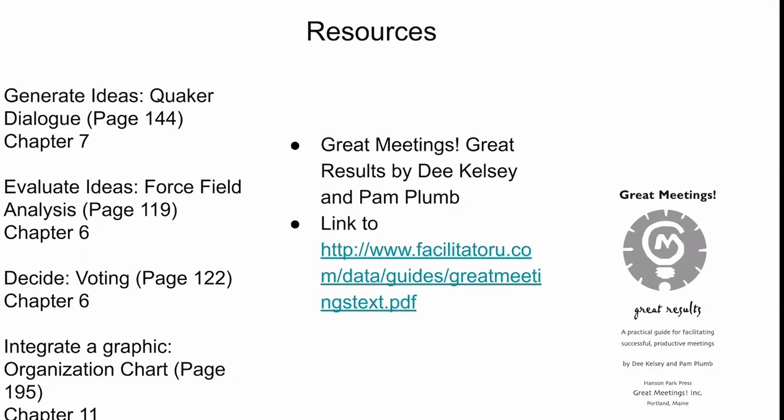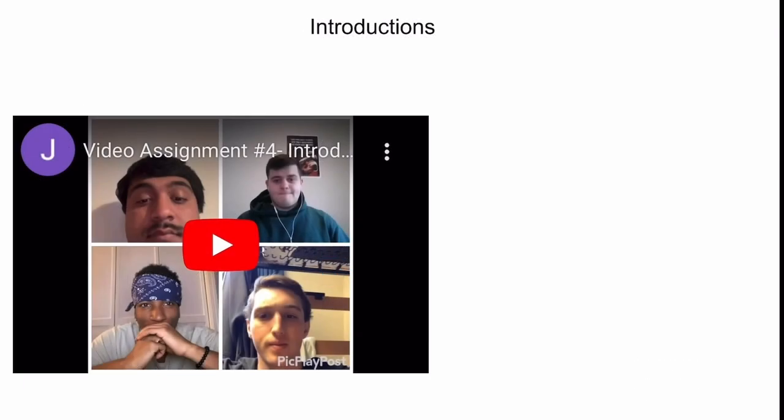For Chapter 7, I got the information on page 144, Generate Ideas, the Quaker Dialogue. Chapter 6, page 119, Evaluate Ideas, a Force Field Analysis. Chapter 6 again, page 122, Decide, Voting. And Chapter 11, from page 195, Integrate a Graphic, Organization Chart.